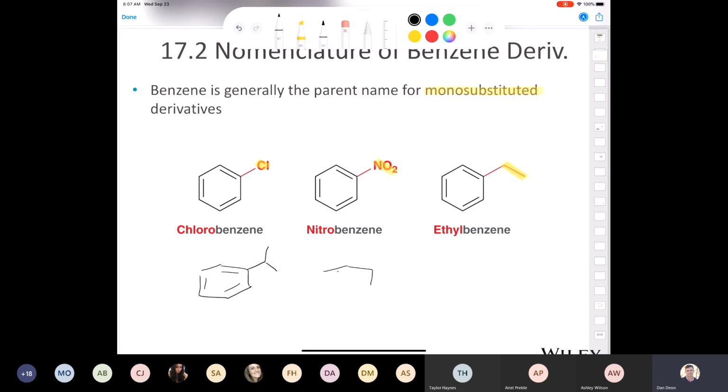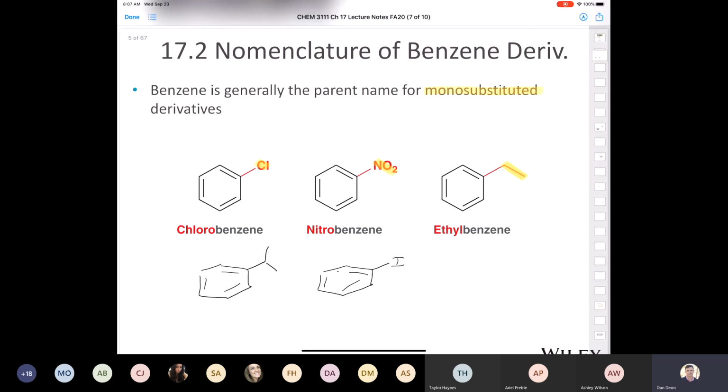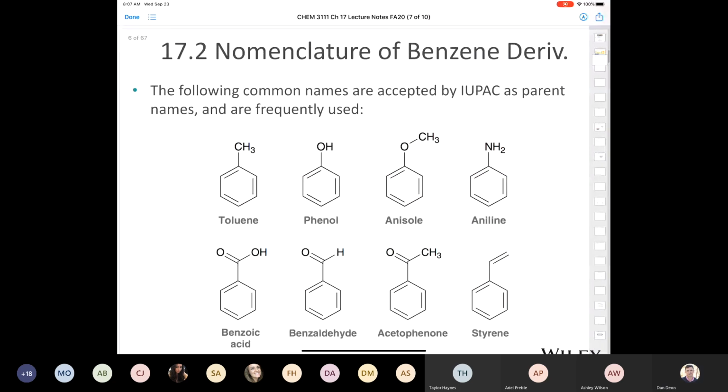What if you had an iodo, right? What if you had an iodine? That would be iodobenzene. Anyhow, we could do that for a while. But let's move on to the next slide, which covers common names of benzene derivatives.